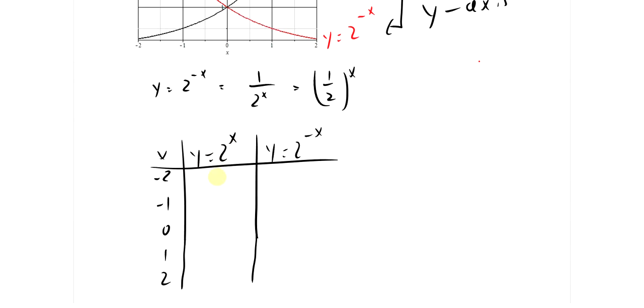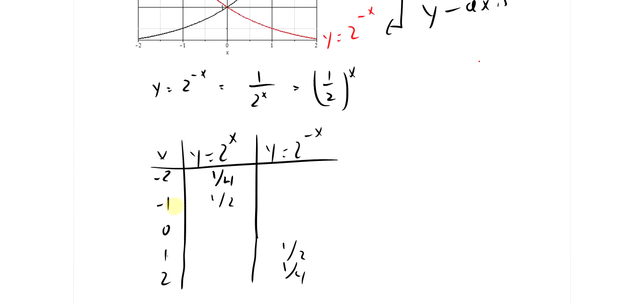Two to the minus 2, that's 1 over 4. If I plug x equals 2 into this function, what do I get? I get 2 to the minus 2, so that's 1 over 4. Two to the minus 1, we know that's 1/2, and if I plug in x equals 1 into this function, I get the same thing, 1/2.